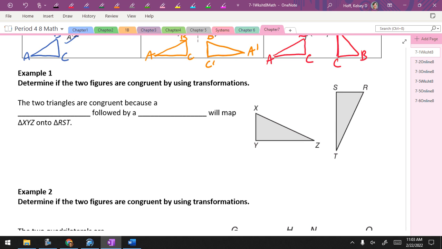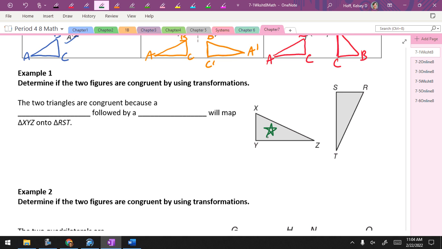So this one says, two triangles are congruent because a blank followed by a blank will map triangle XYZ onto RST. Now these are important because it's saying XYZ onto RST. We're starting here. So I can prove these two triangles are congruent because a blank followed by a blank. Who wants to fill in those blanks for me? If I start with XYZ, what would I have to do to it to get it to map onto RST?